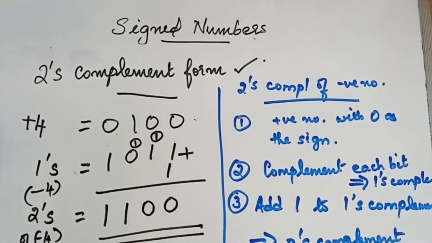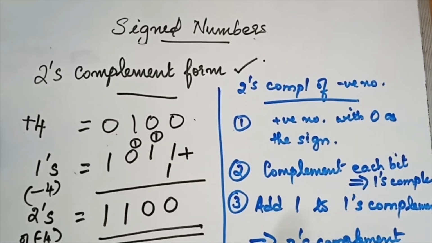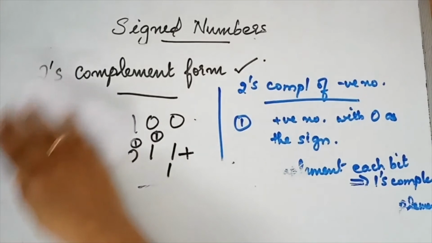Okay. So do not get confused. For positive number, it is 0 followed by the magnitude. For negative number, you can represent it in sign magnitude form, that is 1 followed by the magnitude, or 1's complement form, that is the positive number with a 0 sign, complement each bit, and 2's complement form, add 1 to the 1's complement form. That is the 2's complement form of a negative number.